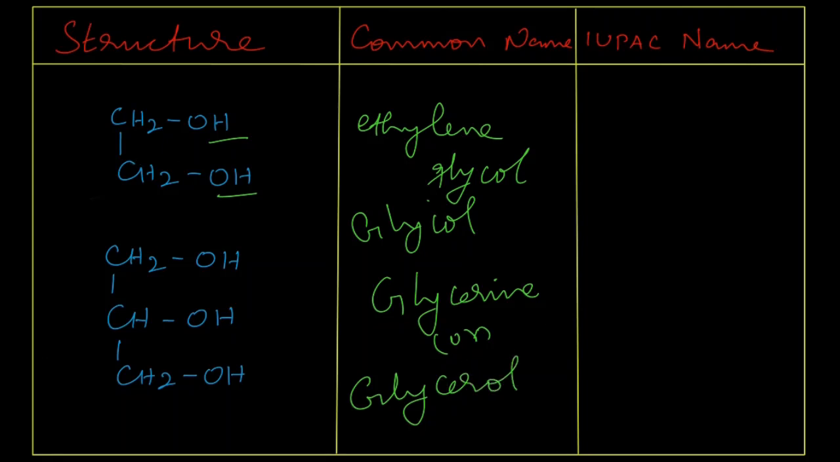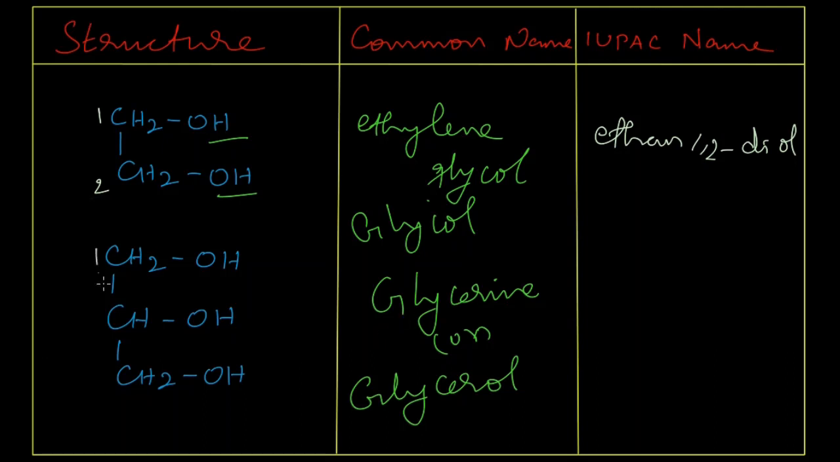Now let's give the IUPAC name for this compound. IUPAC in the sense we need to count the carbon atoms. 1, 2. So 2 carbons are present. So ethane. To the first carbon OH is attached and to the second carbon one more OH is attached. So ethane-1,2-diol. If there is only one OH group, we write ol. If OH comes 2 times, that is diol.